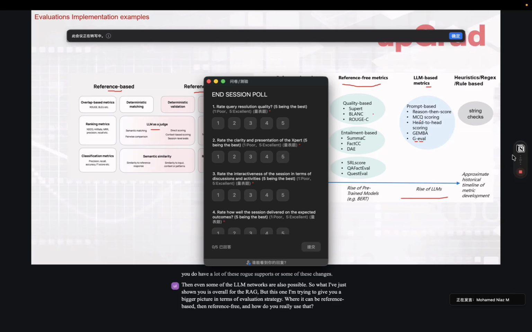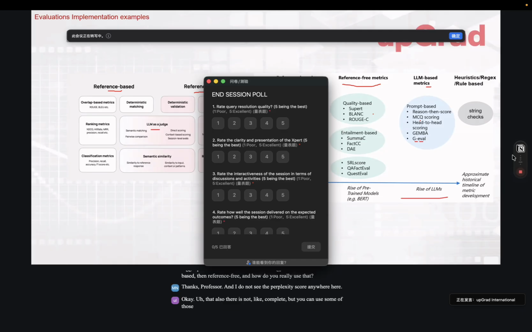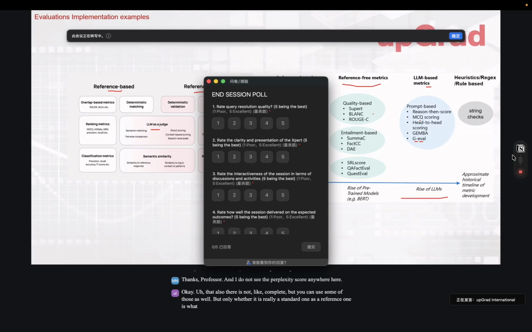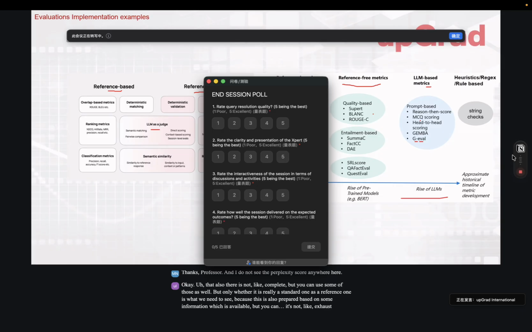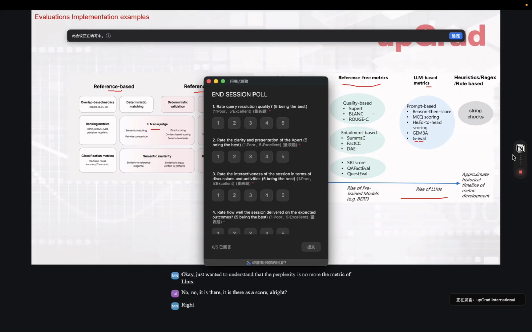Thanks, Professor. Okay, I do not see the perplexity score anywhere here. That also is not complete, but you can use some of those as well. But whether it is really a standard reference one is what we need to see, because this is also prepared based on some information which is available. It's not an exhaustive list; we can add to it. Okay, just want to understand, perplexity is no more a metric of LLMs? No, it is there. It is there as a score. All right. Thanks, Professor.